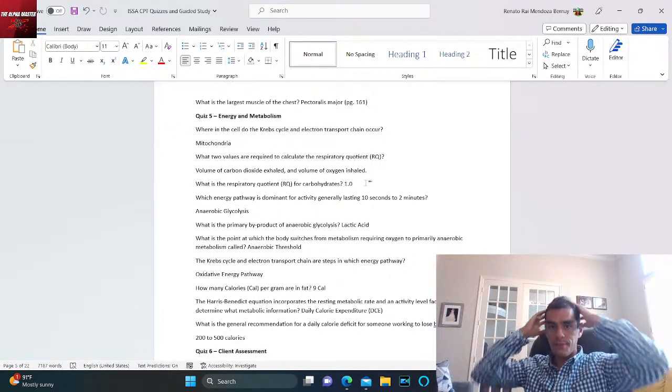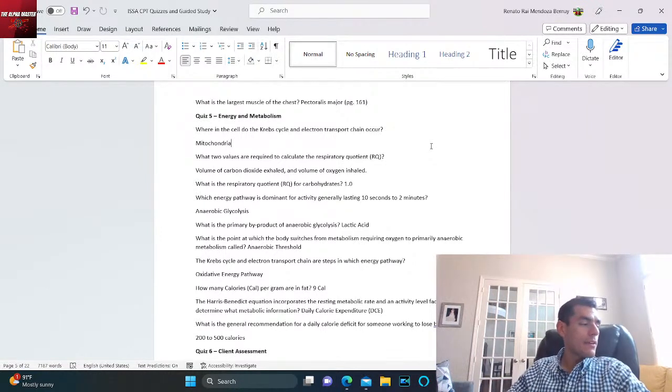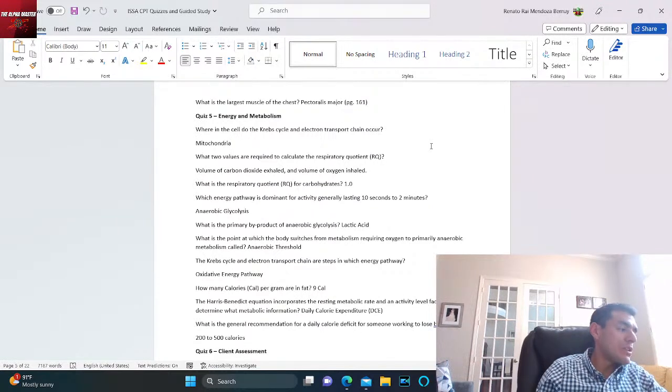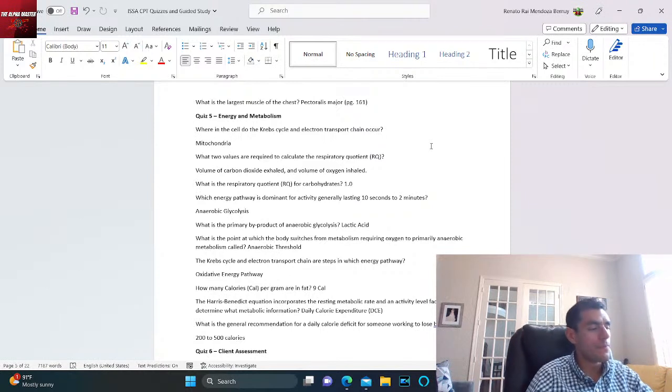The largest muscle of the chest, remember, is the pectoralis major. Energy and metabolism. Where in the cell do the Krebs cycle and electron transport chain occur? That's going to be the aerobic oxidative pathway in the mitochondria. Remember, in the mitochondria. Gaining weight is a positive energy balance, losing weight is a negative energy balance, and a BMR calculator estimates the basic metabolic rate for you.